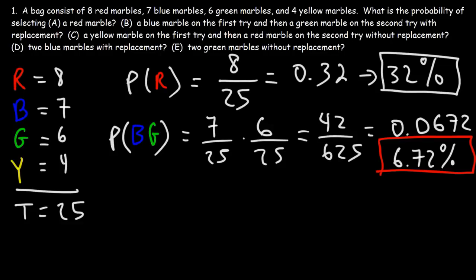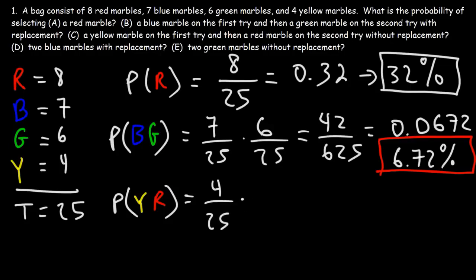Now let's move on to part C. What is the probability of selecting a yellow marble on the first try and then a red marble on the second try without replacement? So what do you think the answer is going to be for that one? So let's start with the first event. What is the probability of selecting a yellow marble? There's 4 yellow marbles out of a total of 25. So it's 4 out of 25.